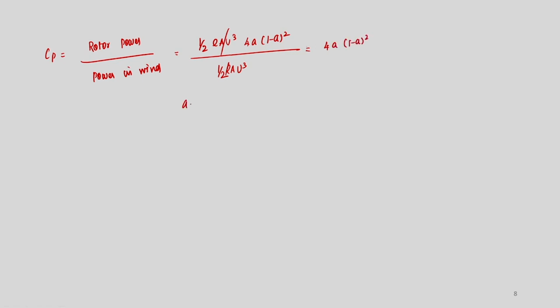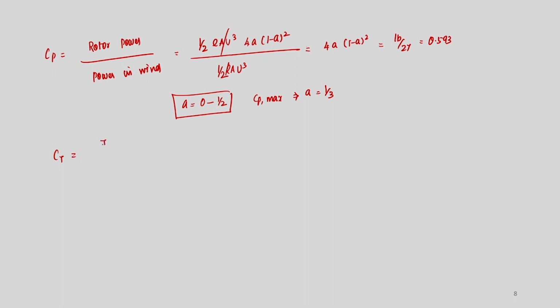So, we said that to get Cp, A should vary between 0 to half, right. So, in that to get maximum power, that is Cp max, A should be 1 upon 3. So, if you substitute here, what you would get is 16 upon 27, which is nothing but 0.593.